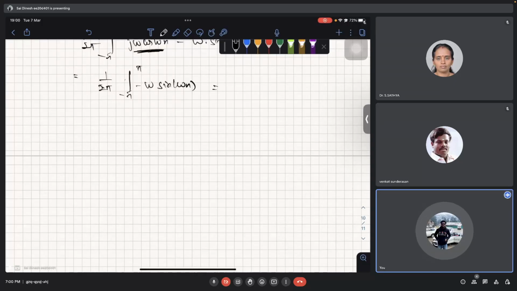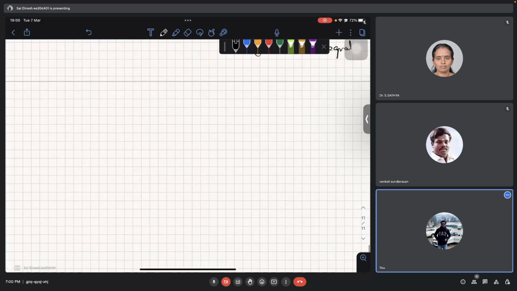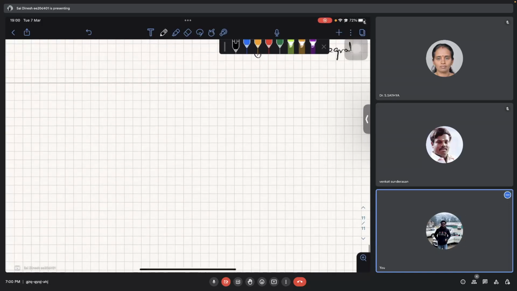Then again, since this is an even function, because of the negative term, 1 by pi, integral from 0 to pi of ω sin ωn. So integrate this. Now solve the integral. You get that x of n equals cos pi n by n for n not equal to 0 and 0 for n equal to 0, basically.